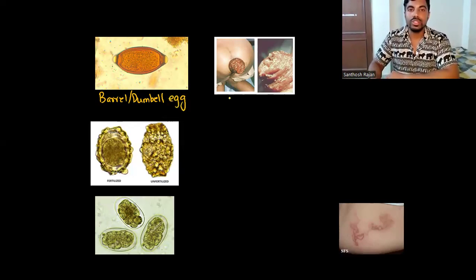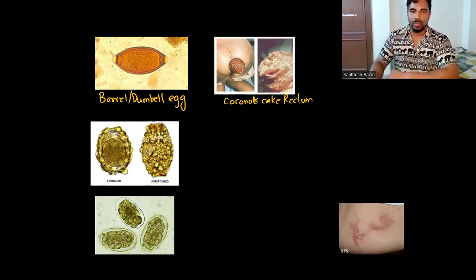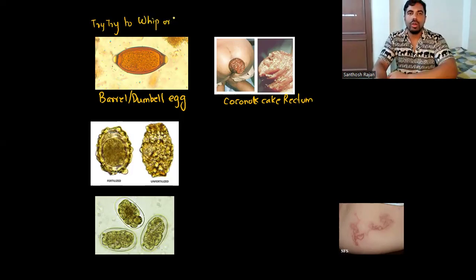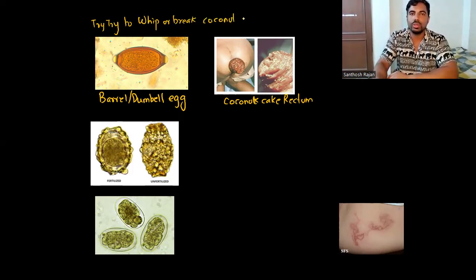And look at this picture. You see a coconut cake rectum. It's like a rectal prolapse, and it looks like a coconut shell. So what is this? How to remember this? I would tell you simply: try to whip or break the coconut. You have to break the coconut with what? Your dumbbell, your barrel. This is the shortcut I'm going to give you. It's easy. Why did I say try?